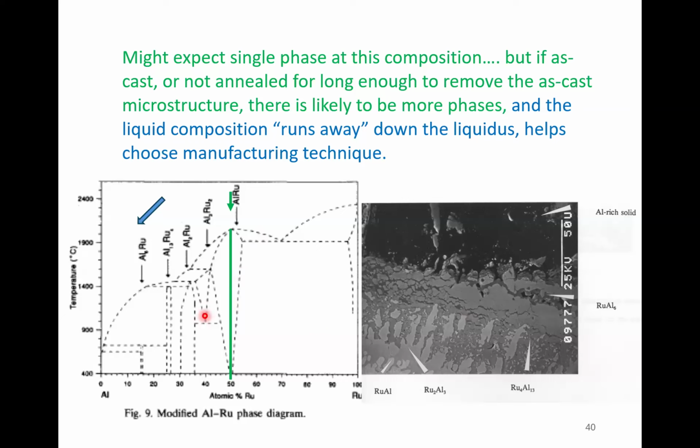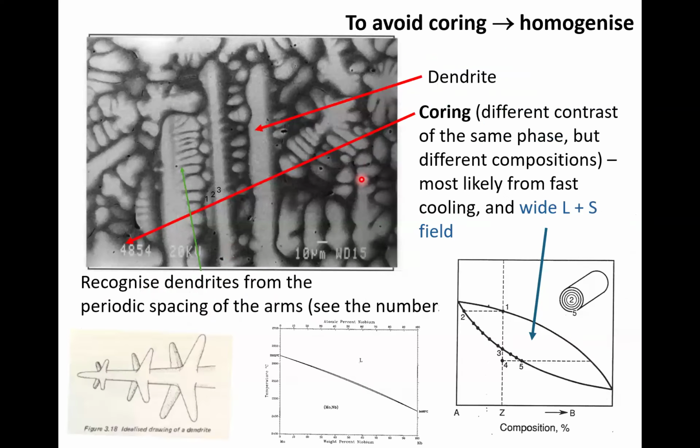There's a couple of other phases that we put in there as well. So you want to avoid that. This phase diagram will tell you that on solidification, you're going to get a mess like that. So what you do, if you wanted solid aluminium ruthenium, you'd probably have to use mechanical alloying and then anneal it up there, and then you get a really nice thing.